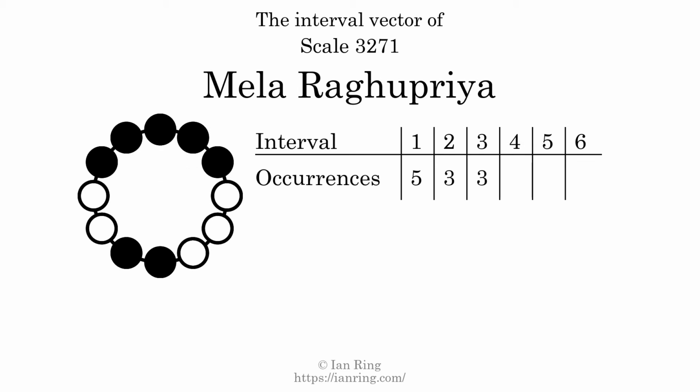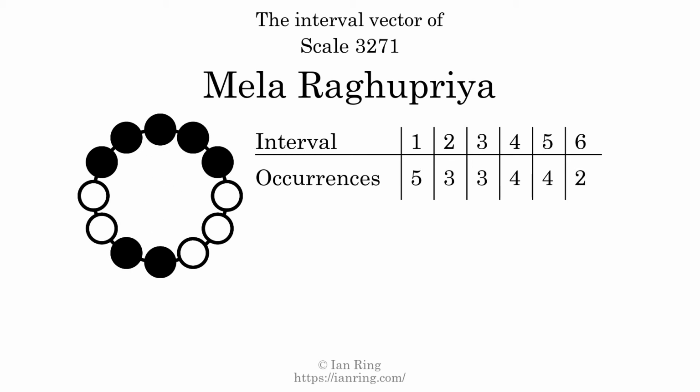There are 3 intervals with the size of 3 semitones. They are here, here, and here. There are 4 intervals with the size of 4 semitones. They are here, here, here, and here. There are 4 intervals with the size of 5 semitones. They are here, here, here, and here.